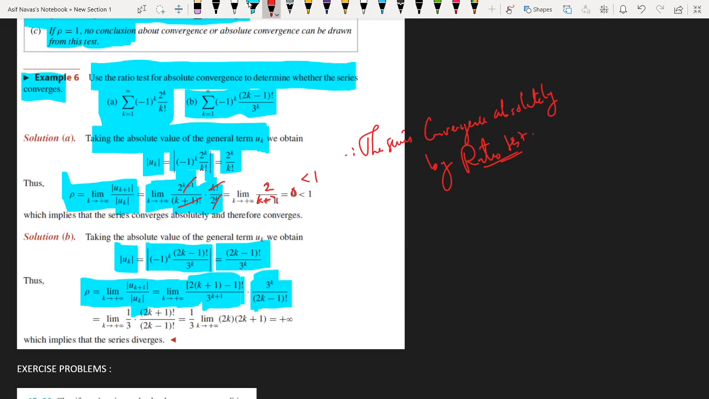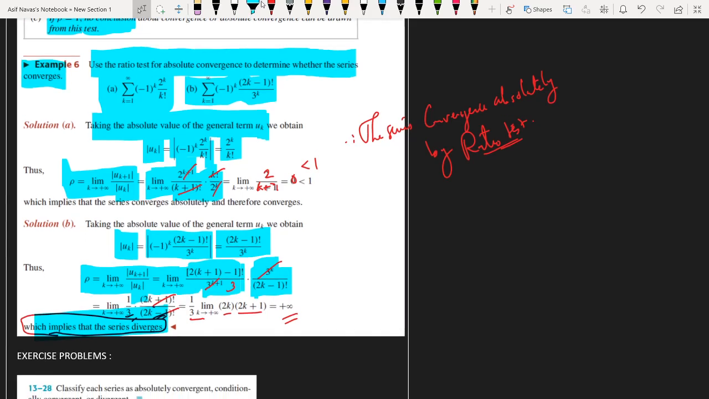So if you cancel it out, you will get 1 by 3 times (2k+1) factorial divided by (2k-1) factorial. Okay. So this is the limit as k tends to infinity. You can cancel it out here, and you will get 2k times (2k+1). This is plus infinity. So if rho is greater than 1 or plus infinity, the series diverges. So by the ratio test, we can directly say that this series is not only absolutely divergent, but also divergent. The series is divergent. So now you can use the ratio test for checking whether the series is divergent or not.